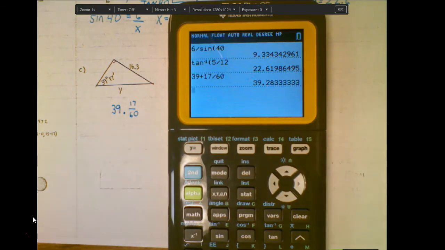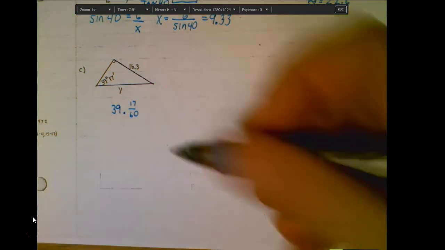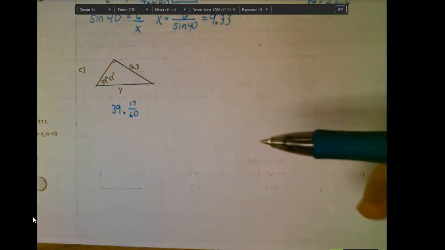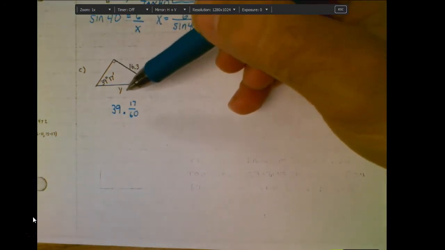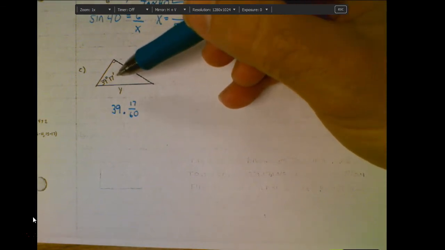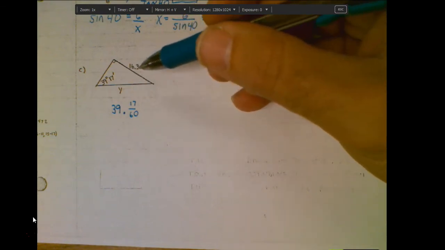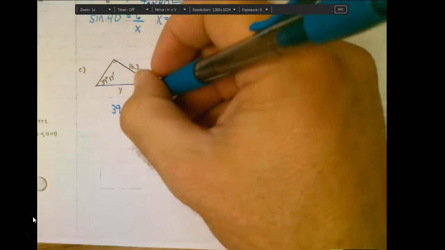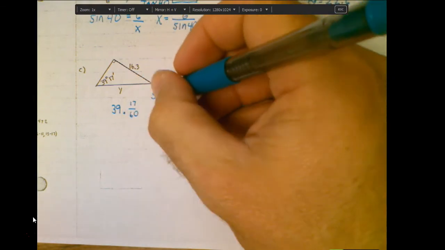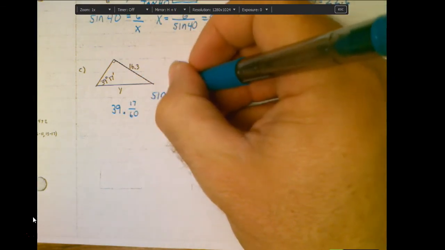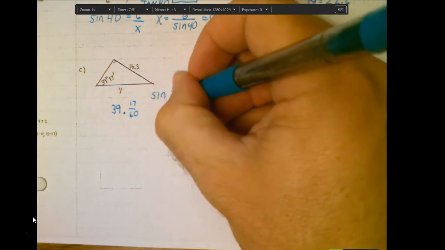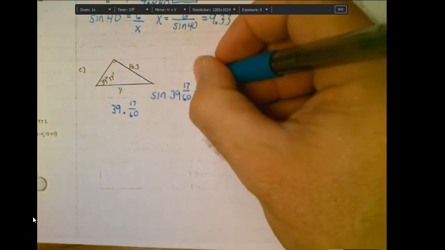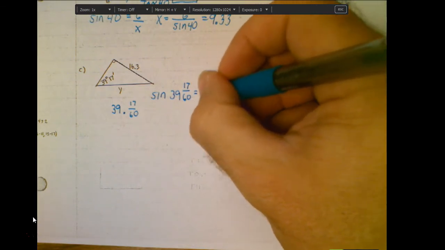If you were to solve for y, in this case, let me just finish this one off. Again, based on our SOHCAHTOA acronym that we see up above, we know that y is the hypotenuse. From here, this is the opposite leg. And so if I wanted to solve for y, I know that sine is the one that deals with the opposite leg and the hypotenuse. So we're going to say something like the sine of 39 and 17 out of 60 is equal to opposite over hypotenuse.